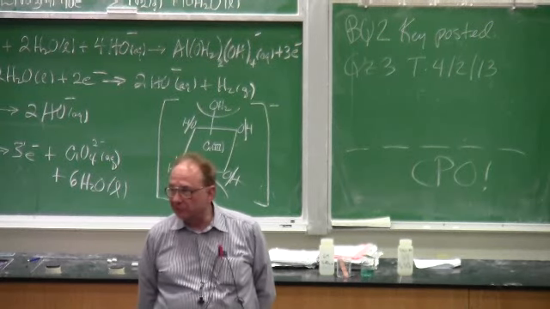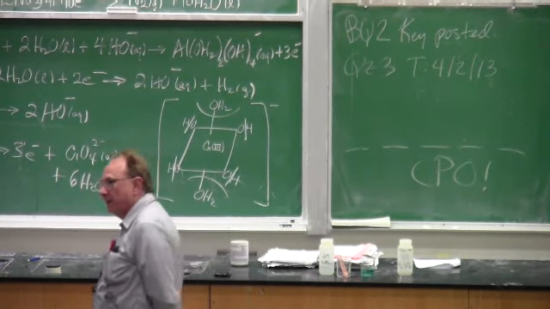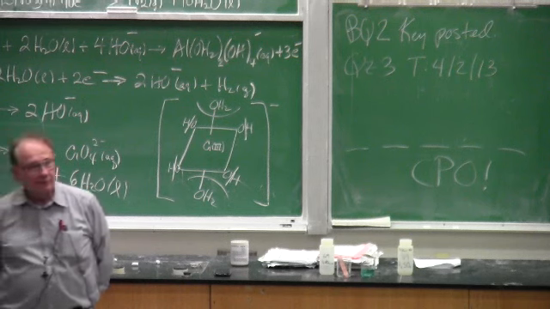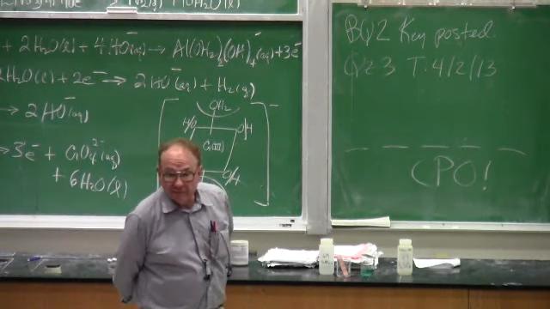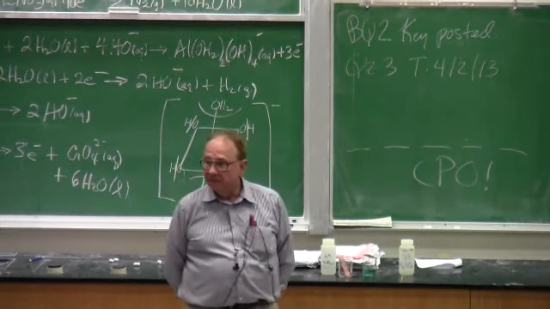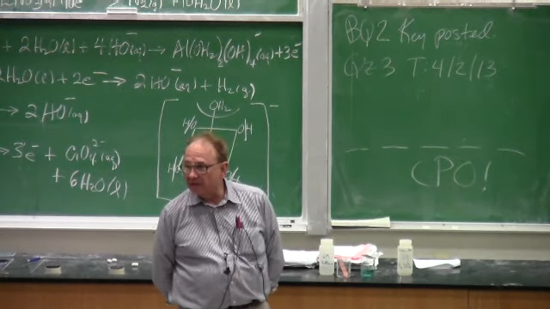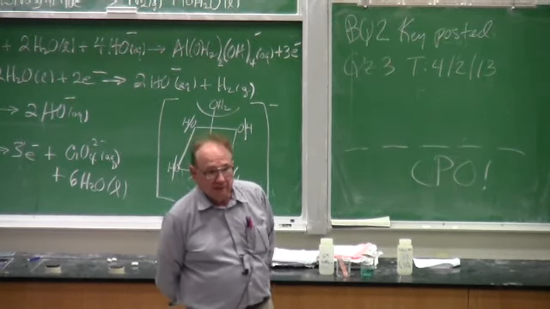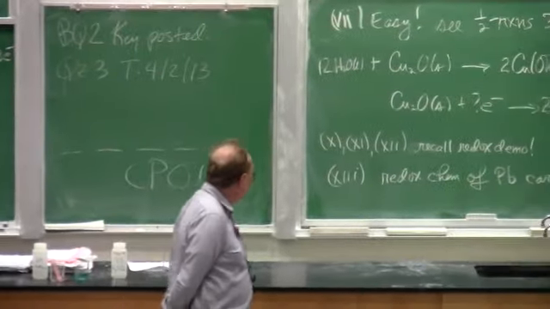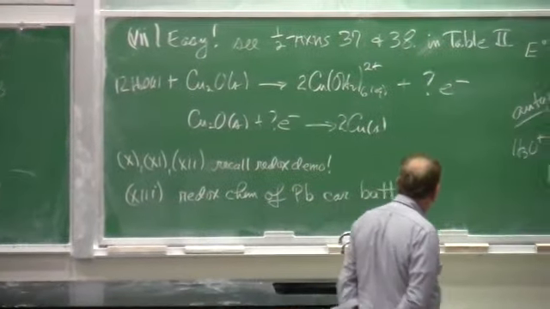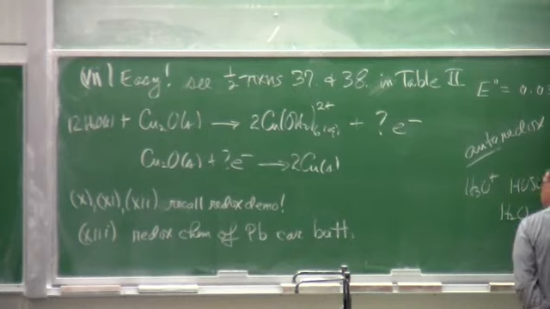So what this amounts to is putting oxide ion into a solution which is strongly acidic. Would you accept that? 1 molar sulfuric acid. So what is going to eat these oxide ions? Hydronium ion. That's the best acid in the bottle. How many hydronium ions?